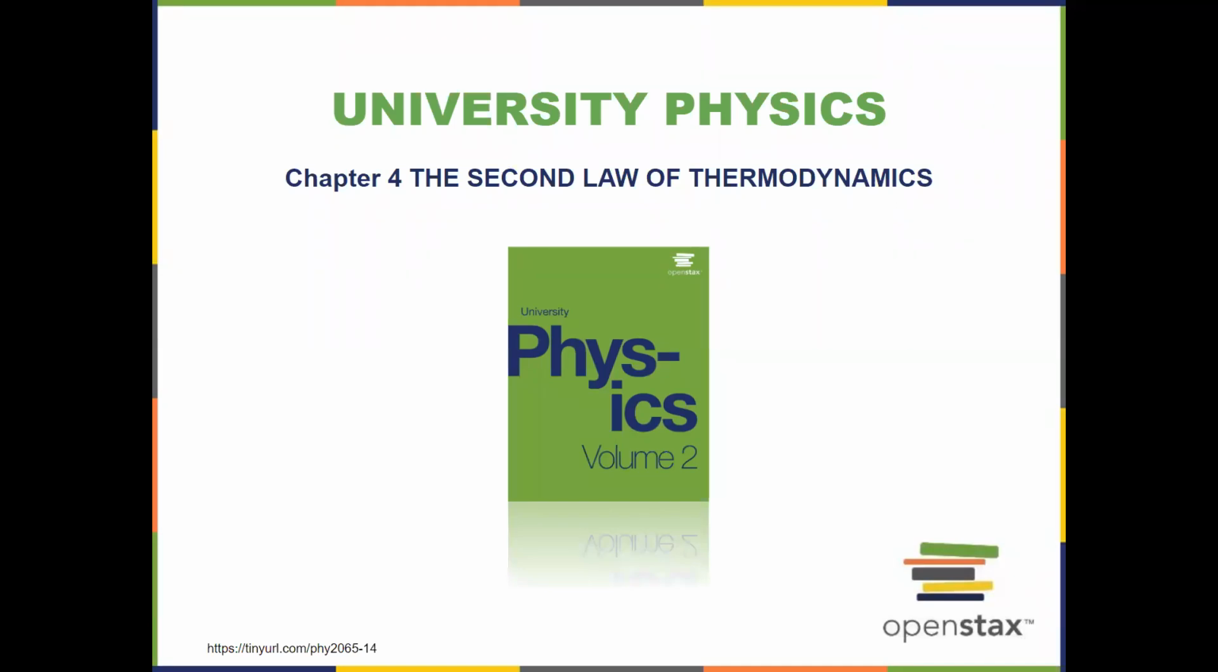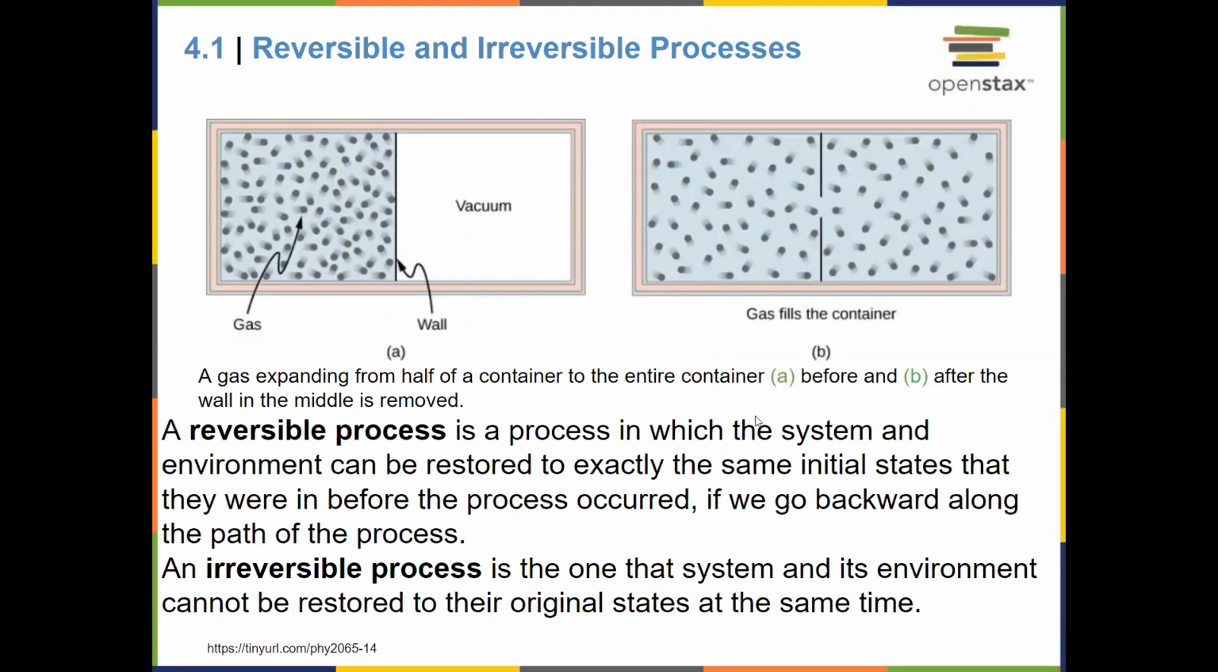Now let's take a look at the second law here. To start with, we'll look at the two major types of thermal processes, okay? This category is divided into reversible and irreversible processes. A reversible process is a process in which the system and the environment can be restored to exactly the same initial states they were in before the process occurred, if we can go backward along the path of the process. So basically, that's an ideal process.